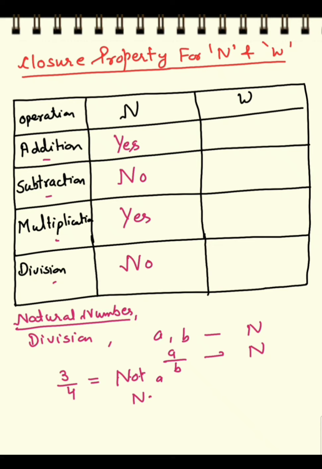And similarly, if we apply this closure property for all the operations for whole numbers, we'll find the same result. Means whole numbers are closed for addition. Yes. For subtraction, they are not closed. And for multiplication also we'll get yes. And for division we'll get no.